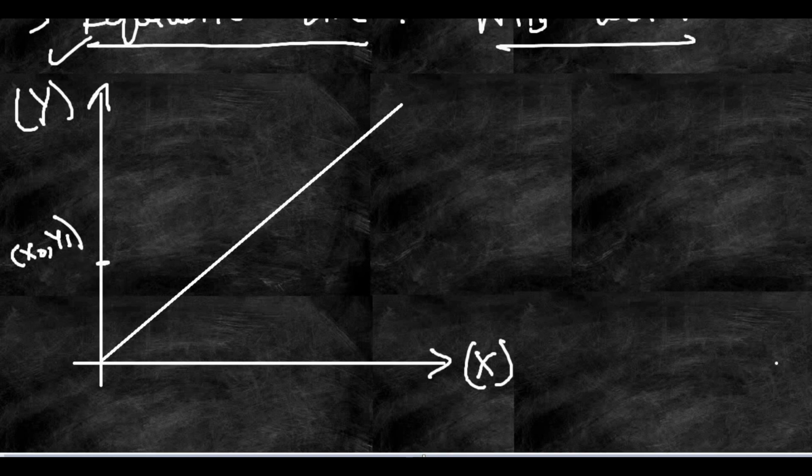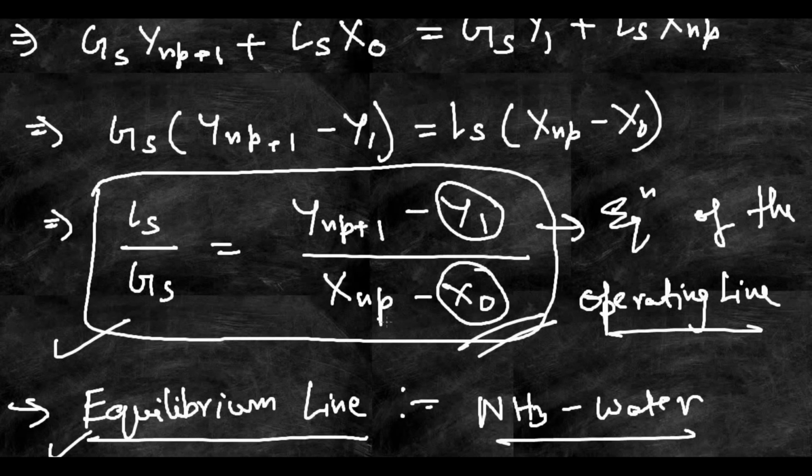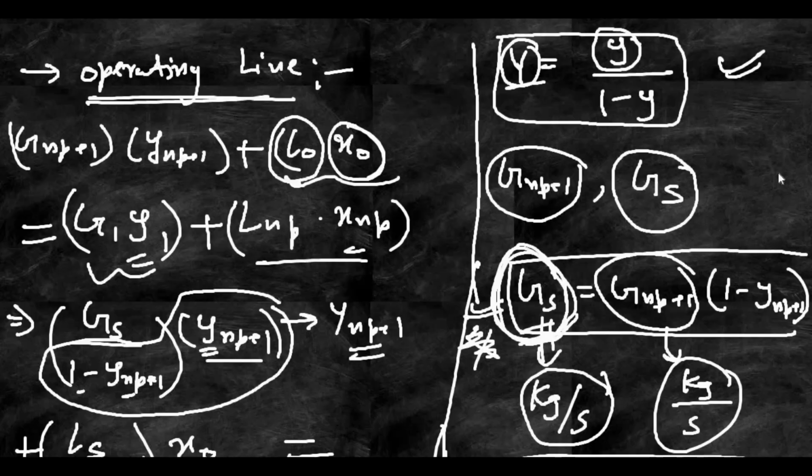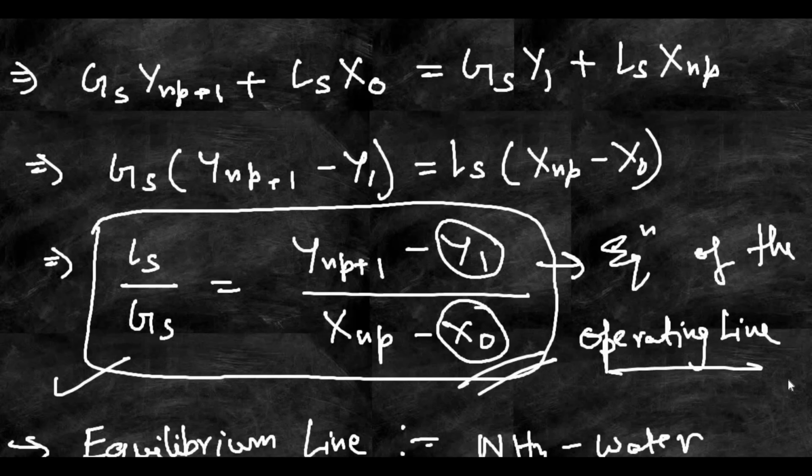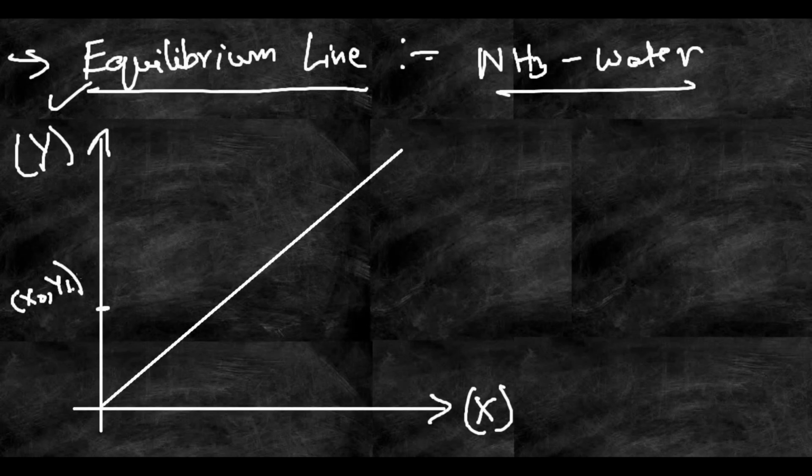Now the second point through which the operating line will pass is y(np+1) and x(np). Notice that y(np+1) is the mole ratio of ammonia in the inlet gas stream. That is a very high value, because a lot of ammonia is present in the inlet gas stream and we are absorbing it using water. So y(np+1) will be higher than y1. It will be somewhere over here, the point x(np), y(np+1).